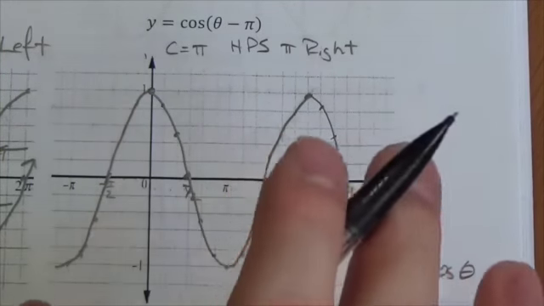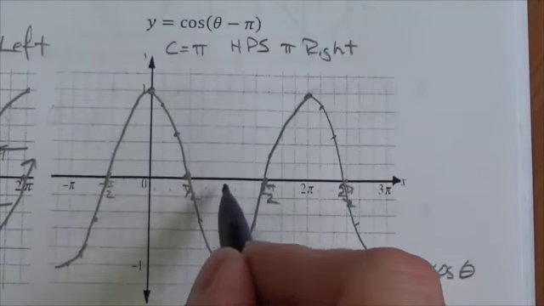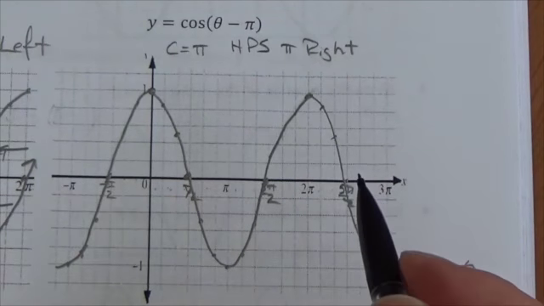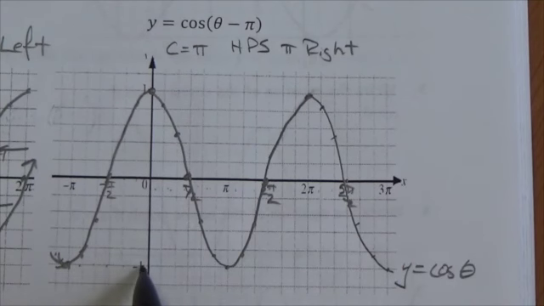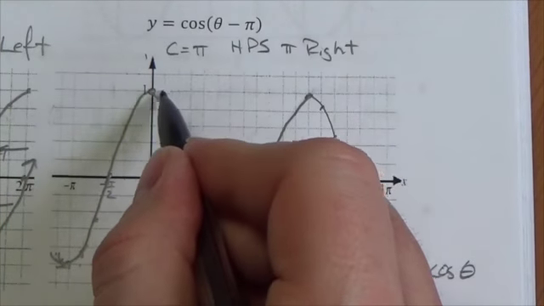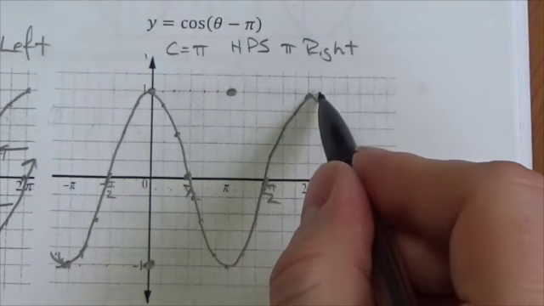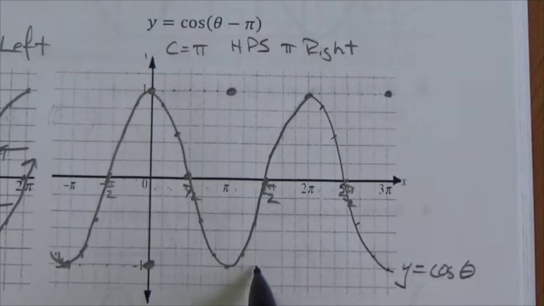Now what we're going to do is move all of these points to the right pi units. Now, pi on my graph here is 6 of these little blocks. So this minimum here is going to go 1, 2, 3, 4, 5, 6. It's going to go right to there. This is going to go over 6. This is going to go over 6. And this is going to go over 6.